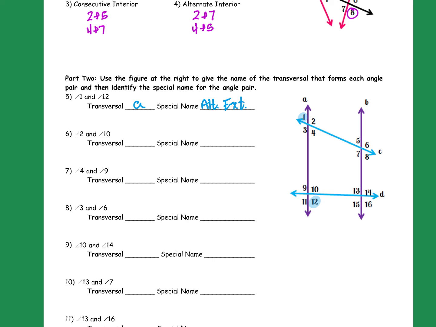Alt X, right? I'm just abbreviating because my line's really short. Alternate exterior. If you guys need to write it out, you already know that, but I will try for you. Alternate exterior. There we go. Woo, I spelled it. Okay, so now we're going to go to angle 2.